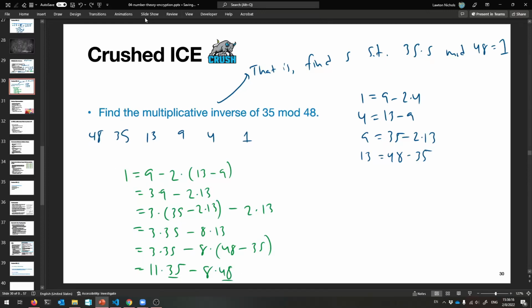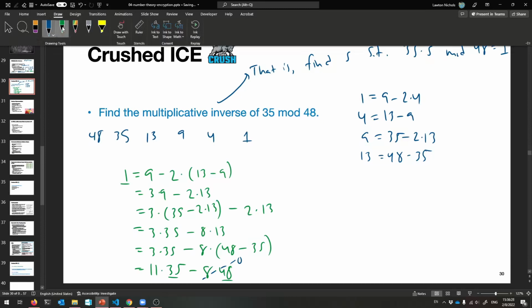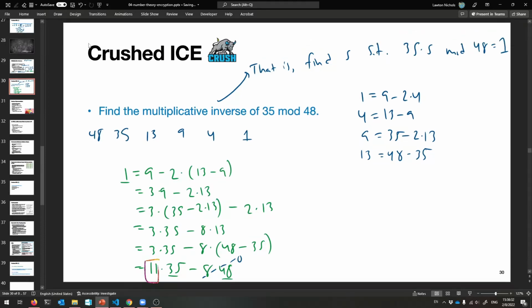Isn't that nice? And once we take mod 48, remember that all of this goes to 0, and that leaves us with 11 times 35, and that makes 11 the final answer. Okay, that's our multiplicative inverse. Okay, so if we spell that out, that is 11 times 35. That's going to give us 1 mod 48.